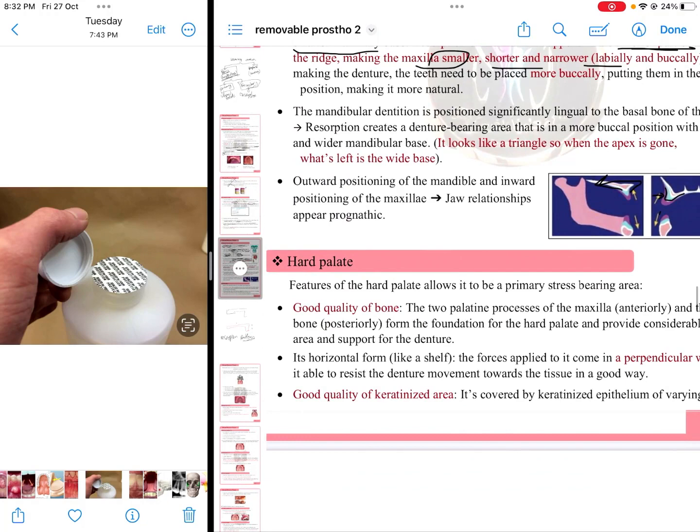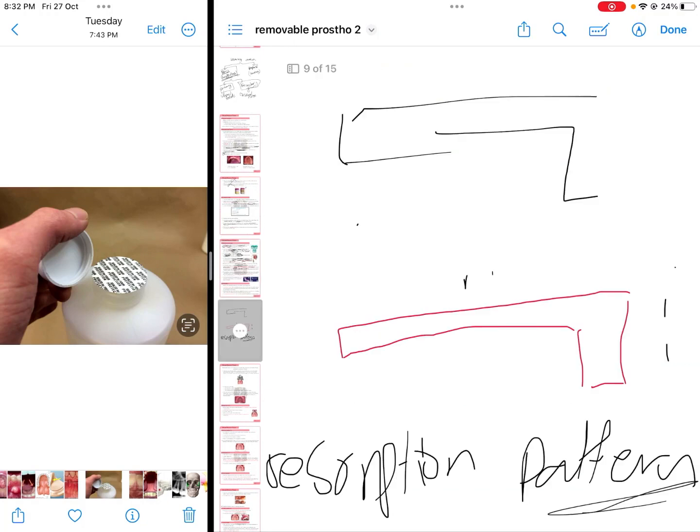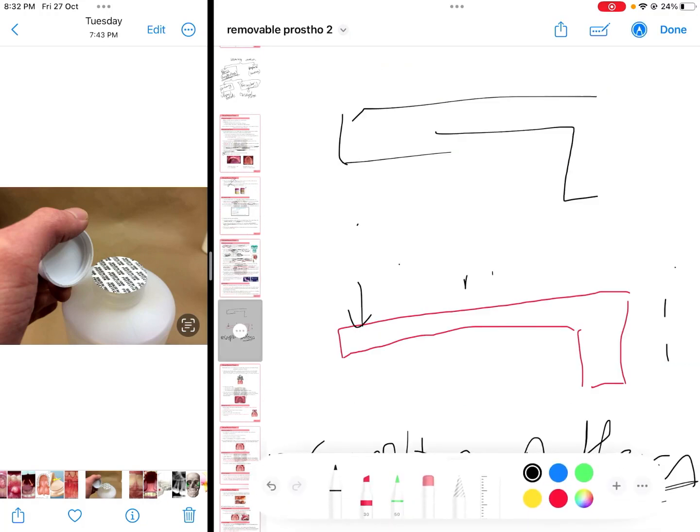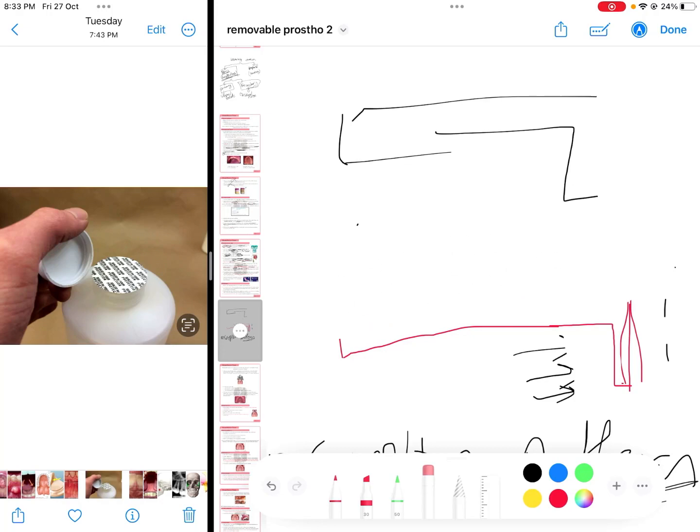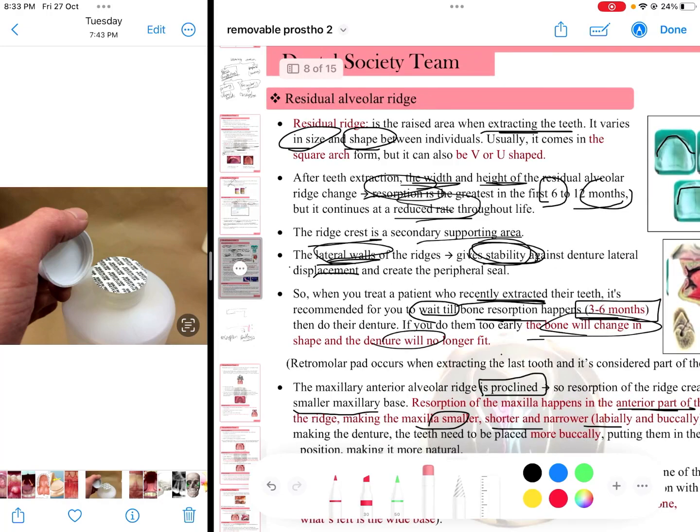The mandible resorption, it will happen from here also, so it's becoming shorter, but it will happen from the lingual side, from the inside. So if it happened from the inside, it will get wider. So the opposite of the maxilla, it will get like this, wider. It's becoming wider from the inside, and from here it's getting short. Okay.